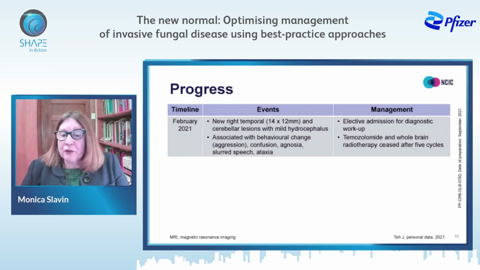Before finishing the temozolomide and whole brain radiotherapy, it was noted that the patient had developed a new right temporal lesion, and this was associated with some behavioural changes and confusion. So the radiation and the temozolomide were ceased to work up this new brain lesion that had appeared during treatment for the presumed high-grade glioma.